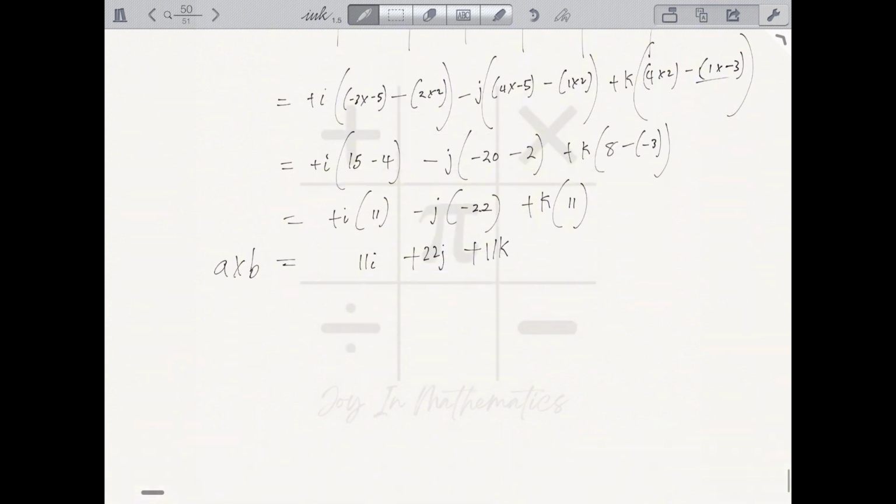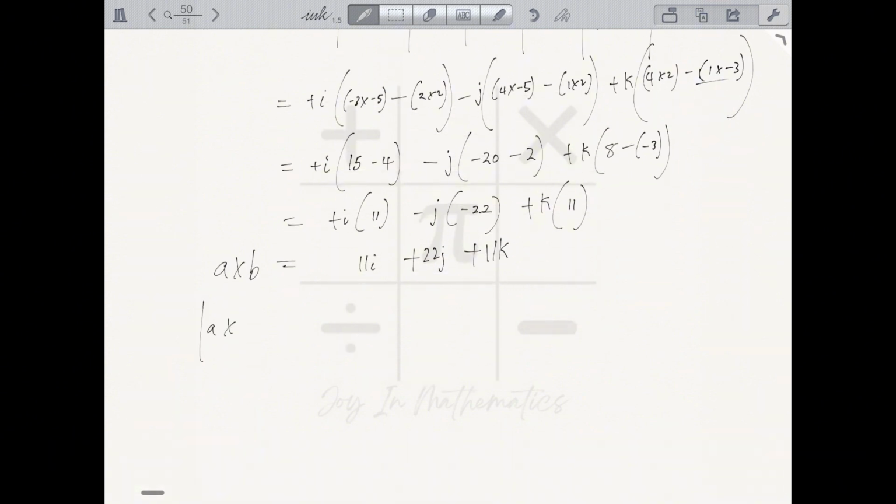So we can evaluate the modulus of A cross B. Now we notice that A cross B here is a vector quantity.